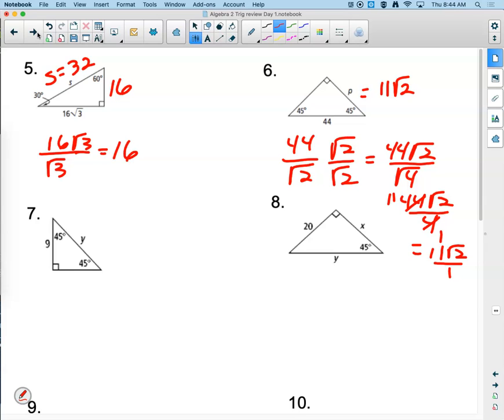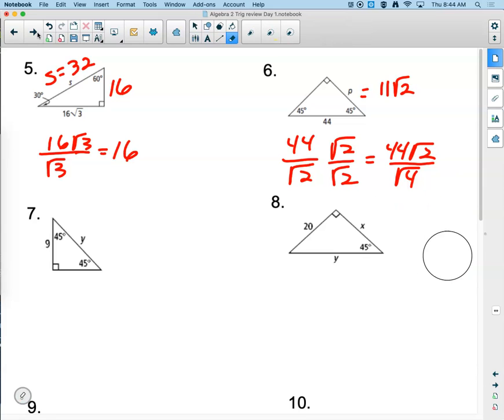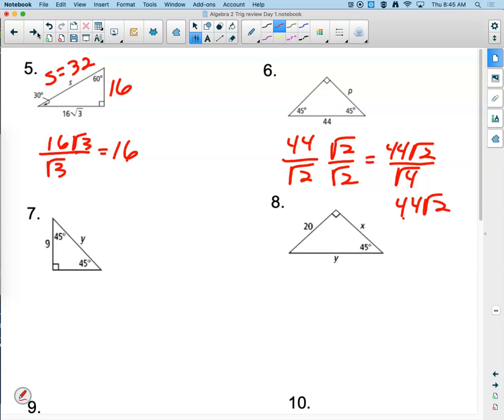I said square root of 4 is 2, and then I wrote it down. So 22 square roots of 2. Is it square root of 4? Use the 4 instead of a 2. There it is.